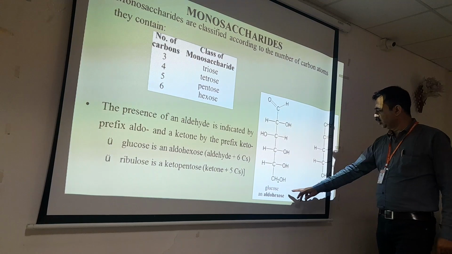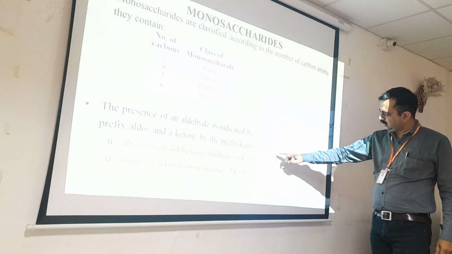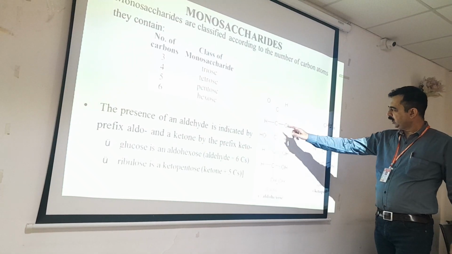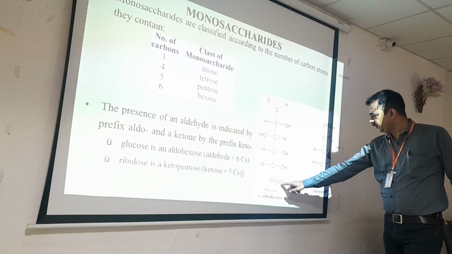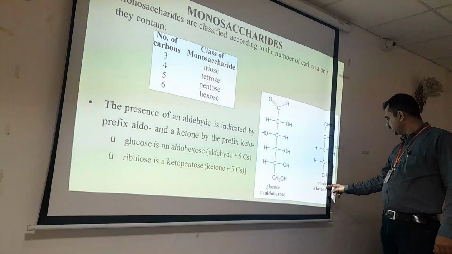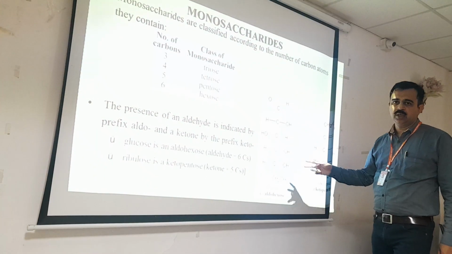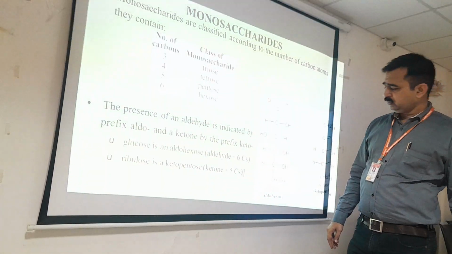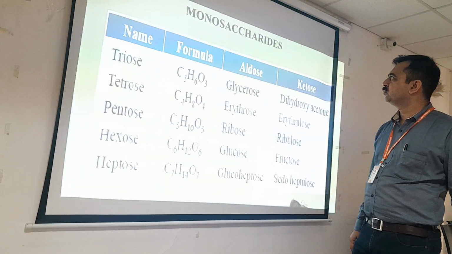See this: glucose, an aldose, has carbons 1, 2, 3, 4, 5, 6. And here, 1, 2, 3, 4, 5. Now if you see again 6 carbons, but the OH groups are more. Therefore, there will be variations according to the ketones and aldehydes.